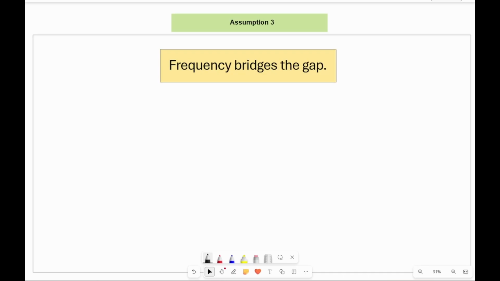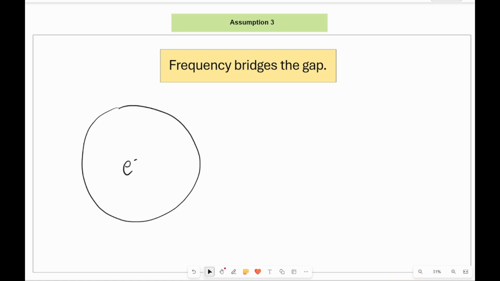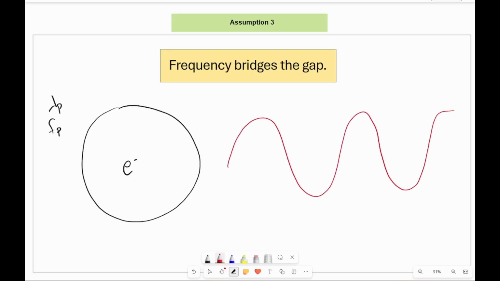Assumption 3 is that frequency bridges the gap. So we have an electron, and it's contained in some sort of sphere or whatever, right? And it's going to have properties such as the wavelength and frequency. And then they're also going to have this wave. And this is also going to have properties. And we're going to call this lambda C, right? Because this is a wave that's traveling at C. I also call it the light signal. It's not light because it's not a photon. It's just a wave that's being made.